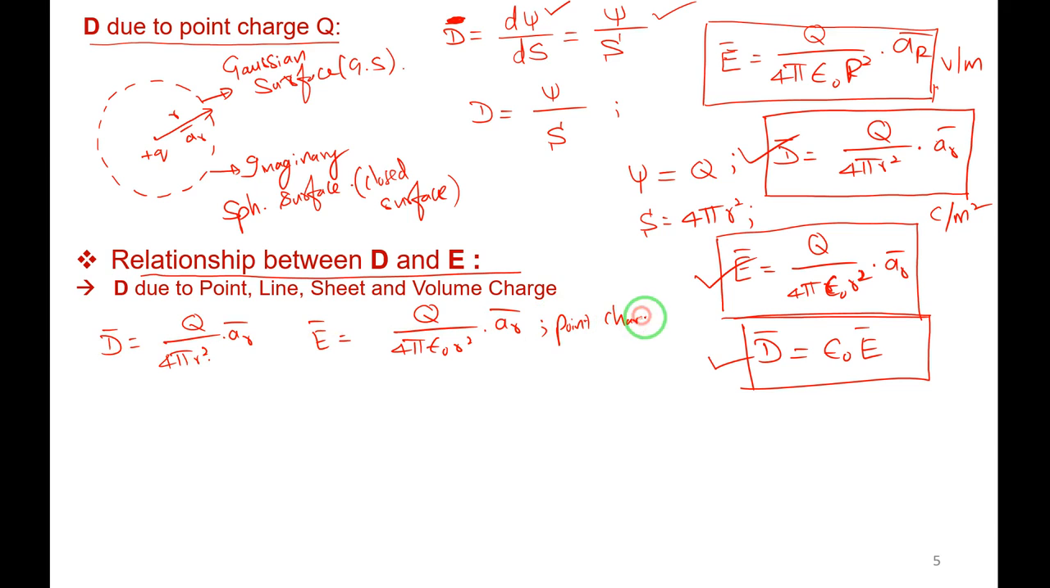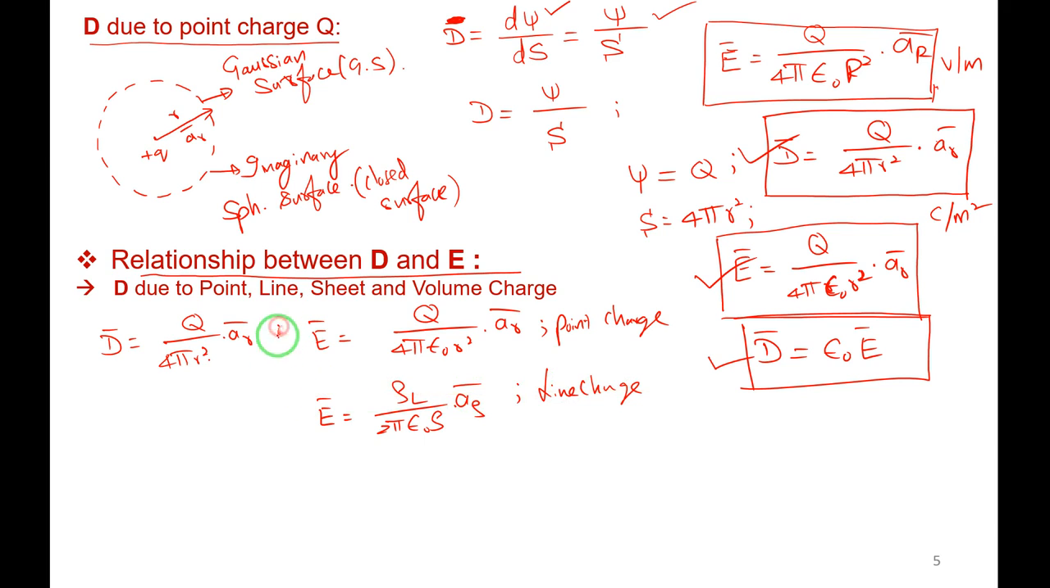Next we will see the line charge. So E due to line charge we know: it is rho L by 2 pi epsilon naught rho into a rho. This we know, right? So this is the infinite line charge.